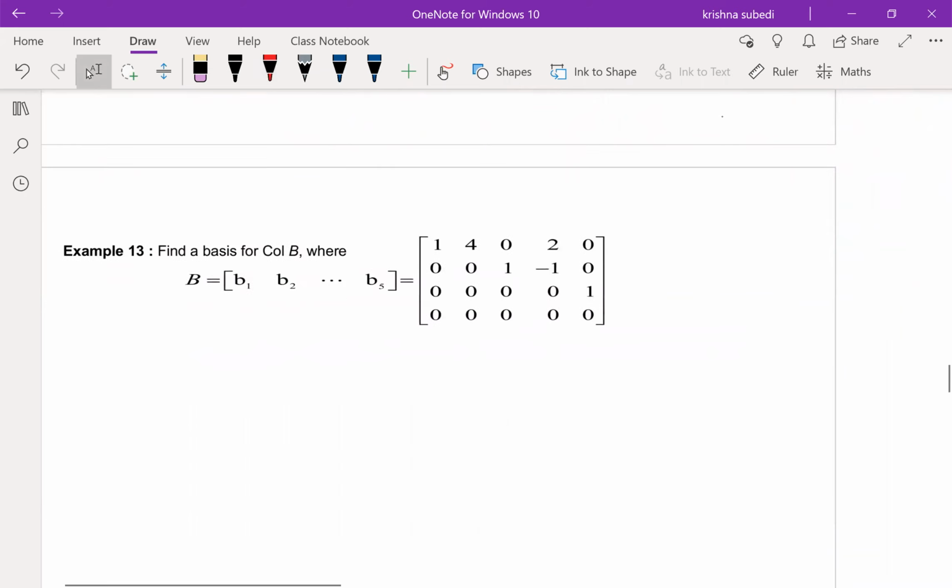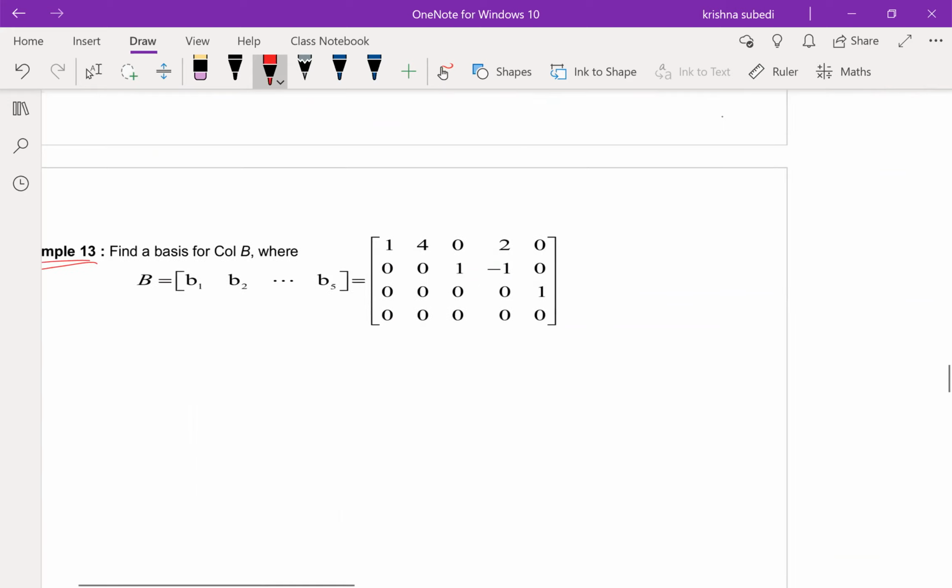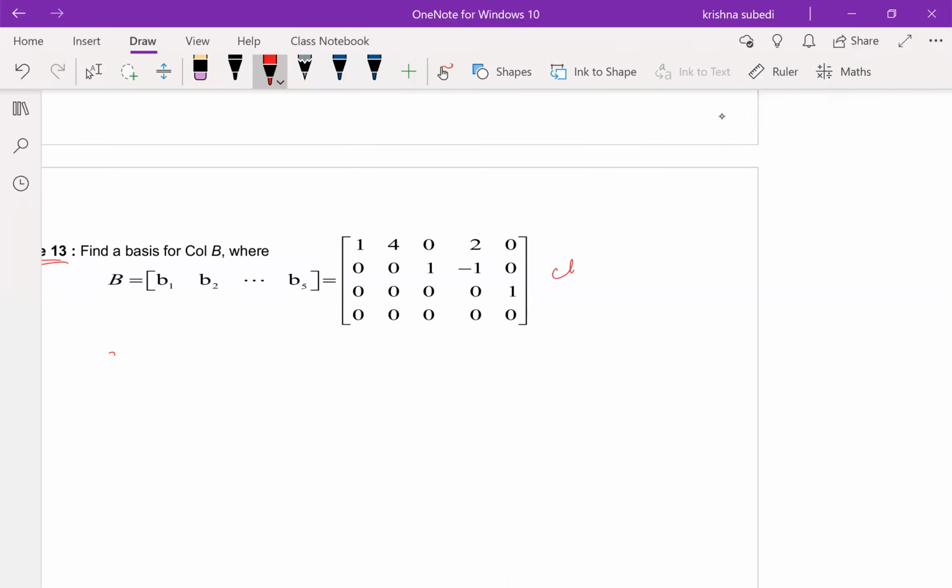Let's look at this example, example 13. So we are given a matrix. Now please change this into echelon form. That's the first thing you need to do. Good news is that I think it is already in echelon form, right?